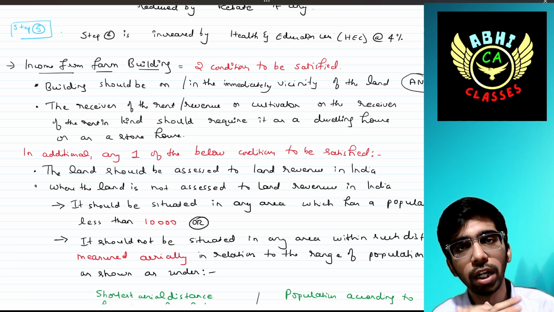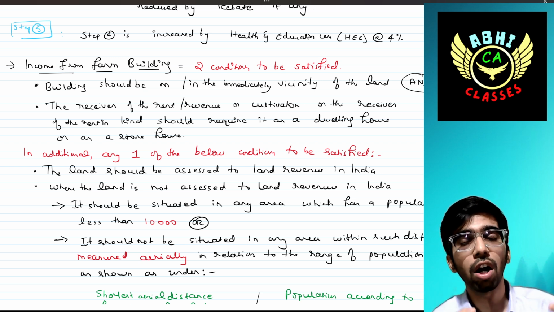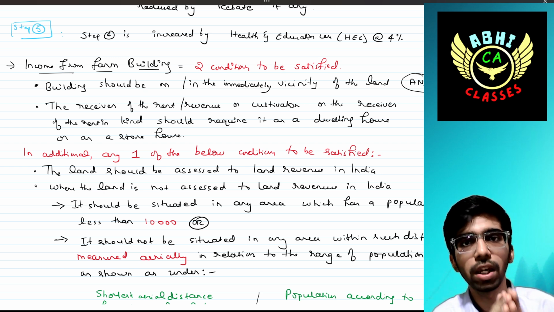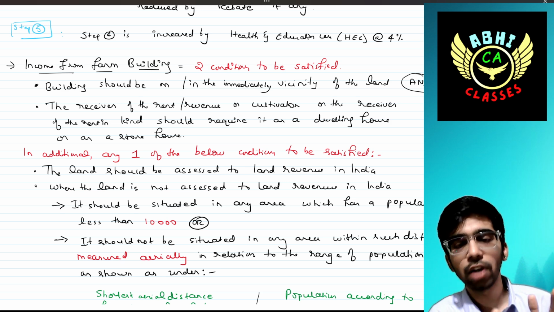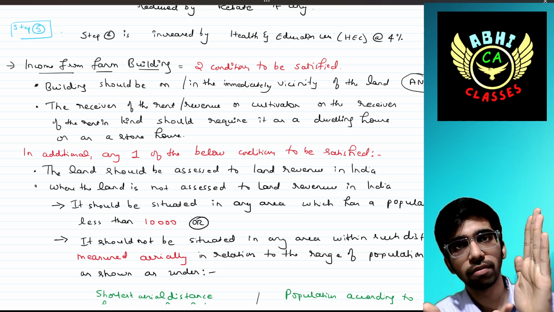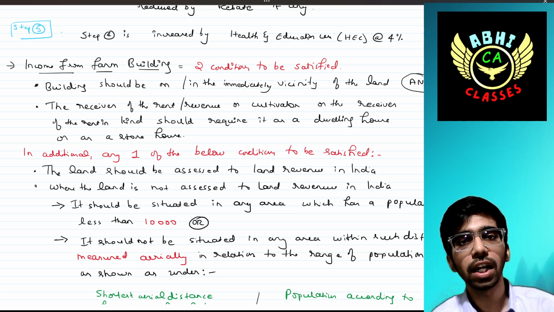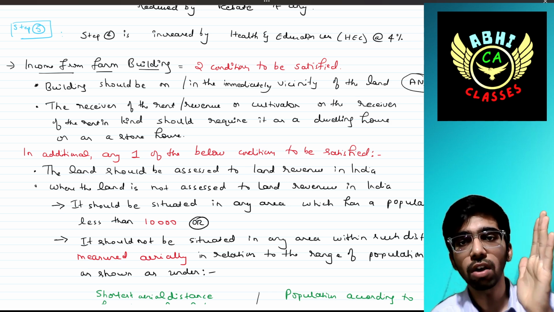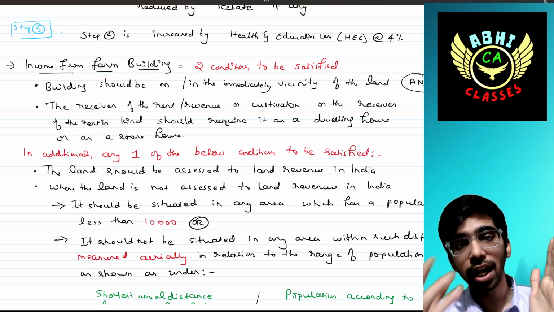Income from farm building. Two conditions need to be satisfied. If the building is used for farming purposes, then that building is called a farm building. Building should be on or in the immediate vicinity of the land. The land should be here, the building should be attached here. And the receiver of the rent or revenue from that building should be the cultivator, or the receiver of the rent in kind.